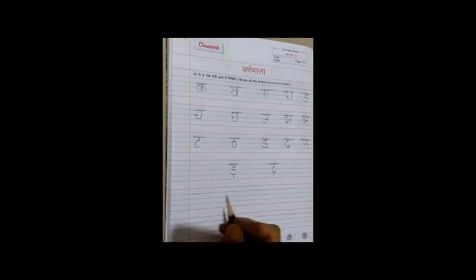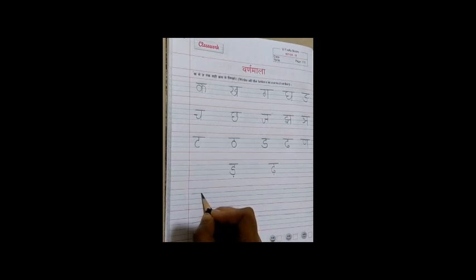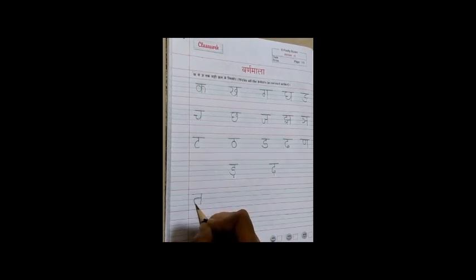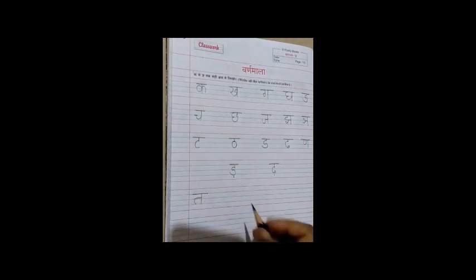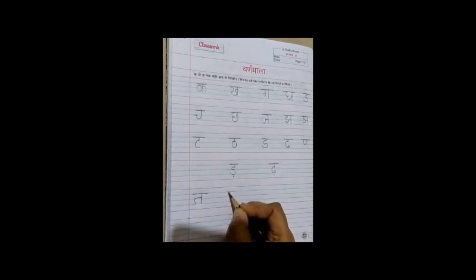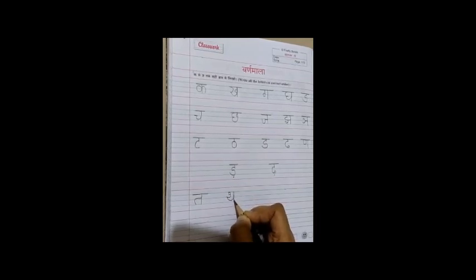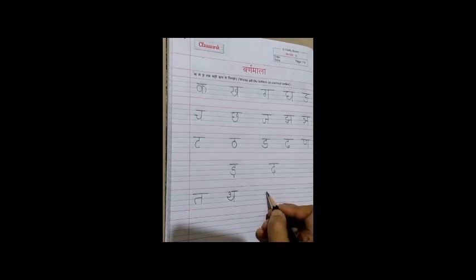Now we move on to the next one, that is ta. Ta se tarbuj, standing line, a sleeping line and this way and a sleeping line over head. Now we have tha. Tha is a circle, it goes up, down, standing line. The whole line we will not do, only on the standing line we will have a sleeping line. So tha se tharmas, then is da se darwaja.